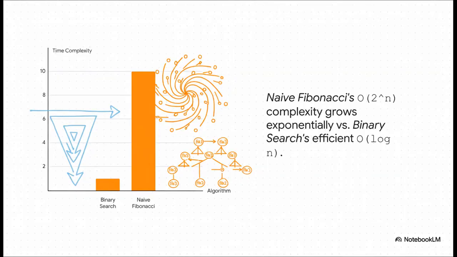Just look at this chart. A recursive binary search, it's lightning fast. We're talking O(log n) efficiency, because every step cuts the problem in half. But then you look at a naive or simple recursive function for Fibonacci numbers, it's O(2^n). It's an exponential disaster. And the reason is simple. To calculate, say, fib of 5, it has to calculate fib of 4 and fib of 3. But to calculate fib of 4, it also has to calculate fib of 3. You end up redoing tons of the same work.